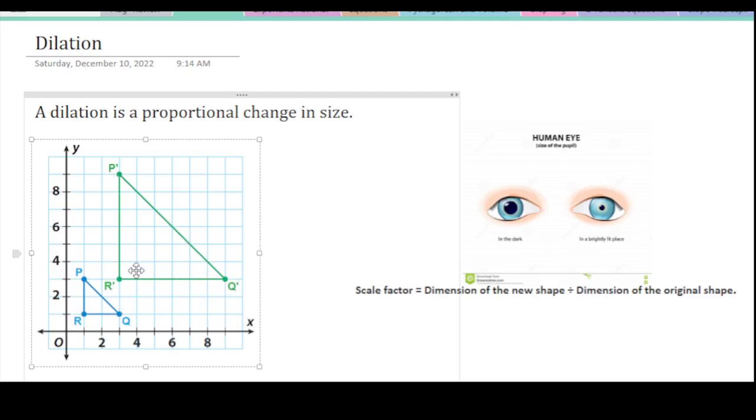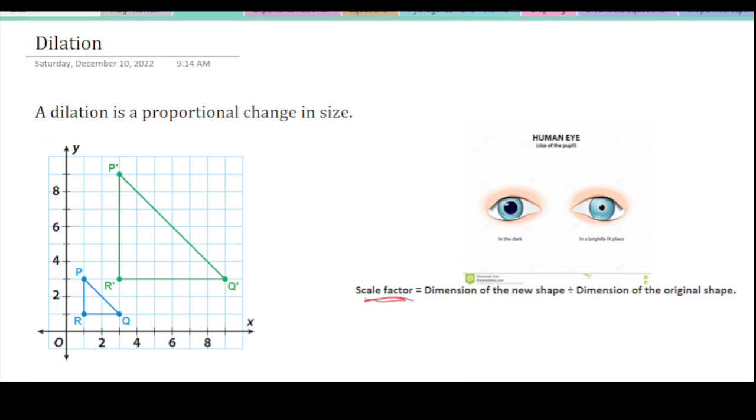The way we can recognize a dilated shape is that the new shape looks exactly like the old one, but it is scaled by a factor. That is called the scale factor, which means it was multiplied to make it some number of times as big or small. So one way to do this is to use the side lengths.